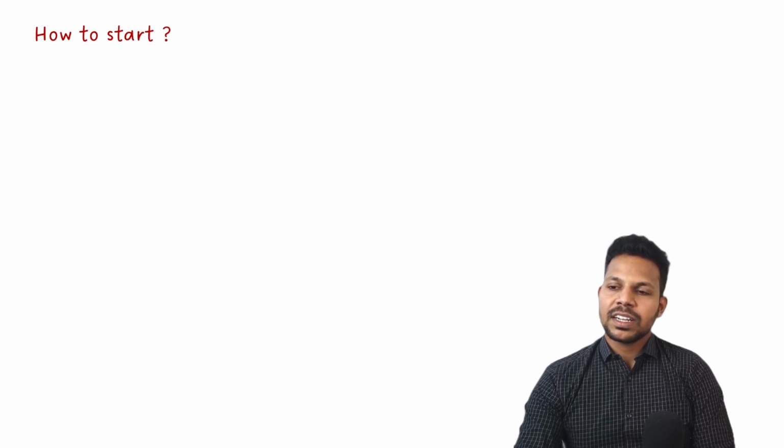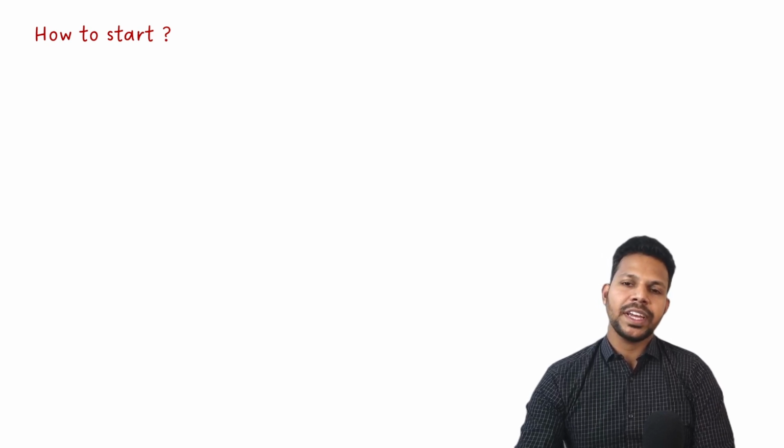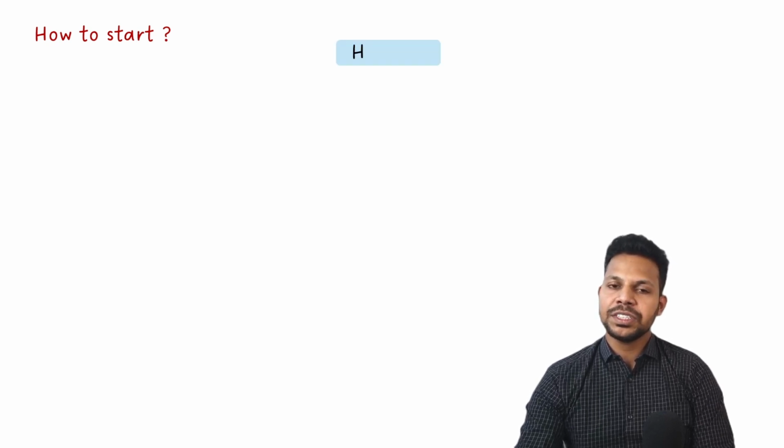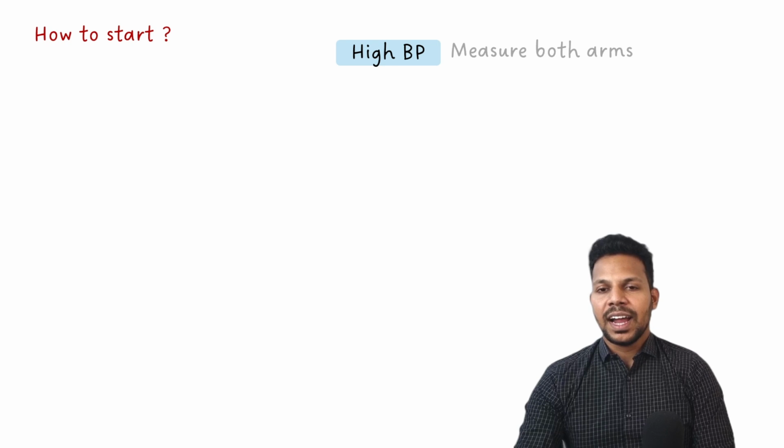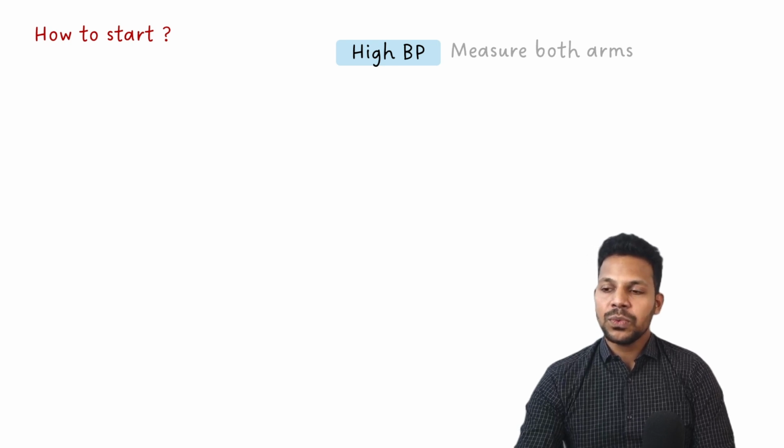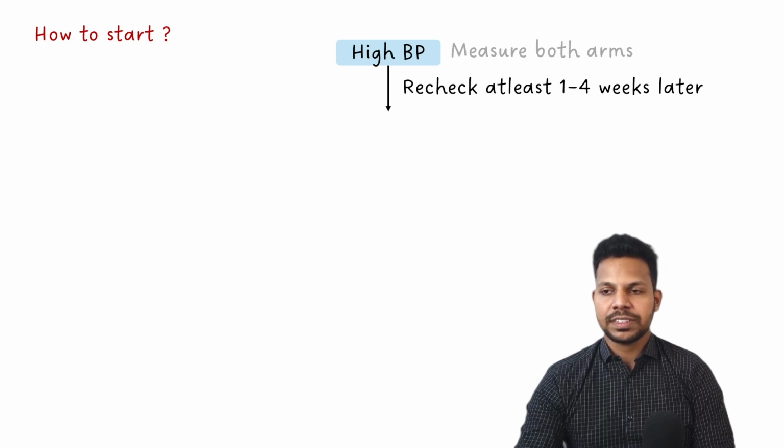So whenever a patient comes to you for the first time in an OPD and you have on examination found high blood pressure, measure both the arms. Okay, measure blood pressure in both the arms and take the one with higher blood pressure. Okay, note the reading, and if he has come for the first time, you can send the patient back home and recheck at least 1 to 4 weeks later, at least 1 week later.